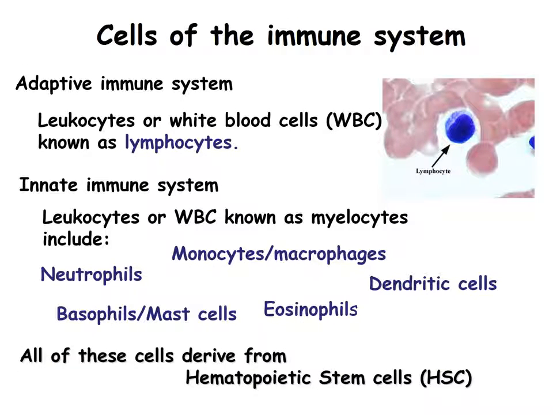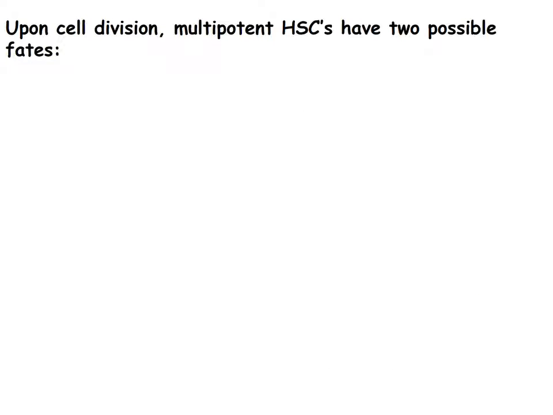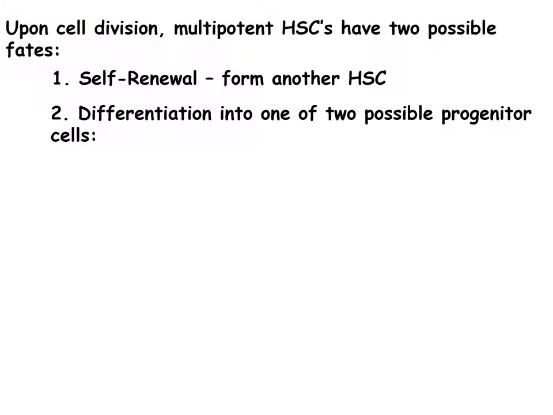And the interesting thing is that all of these cells derive from a single hematopoietic stem cell. And then it'll break off into either the lymphoid or the myeloid branches of the white blood cells. Upon cell division, a multipotent hematopoietic stem cell, that's what HSC stands for again, has two possible fates. It can regenerate itself, otherwise known as self-renewal, and form another hematopoietic stem cell. Or it can differentiate into one of the possible progenitor cells that I mentioned on the previous slide.